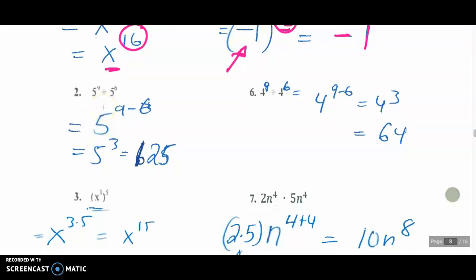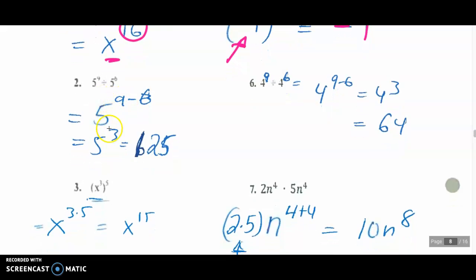5 to the 9 divided by 5 to the 6, you're going to subtract because you're dividing. 9 subtract 6 is 3. 5 cubed is 125, I think. 5 times 5 is 25, times 5 is 125, yep. And you can just go from there.